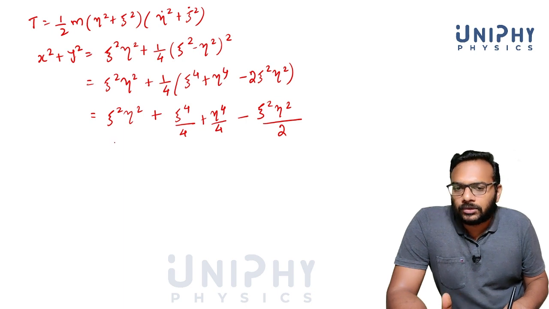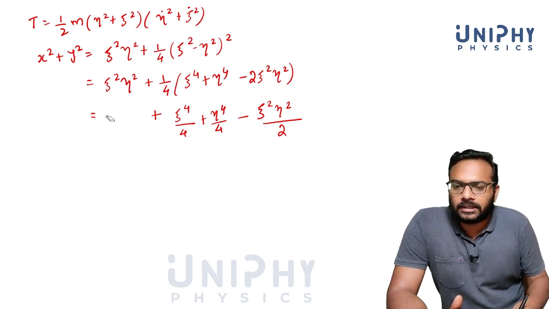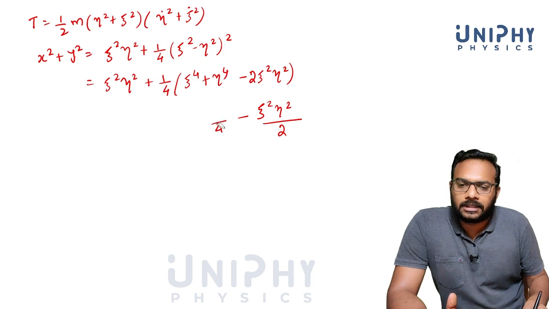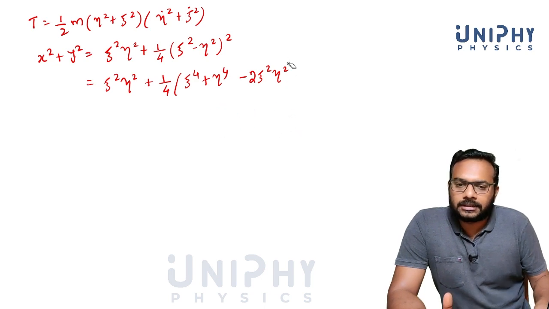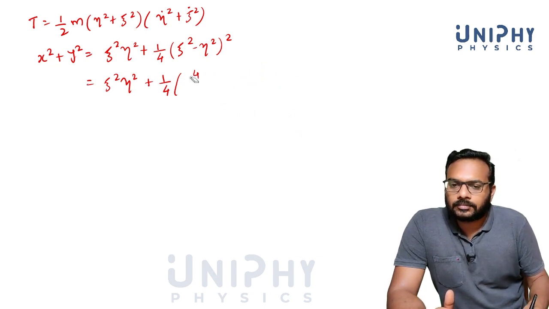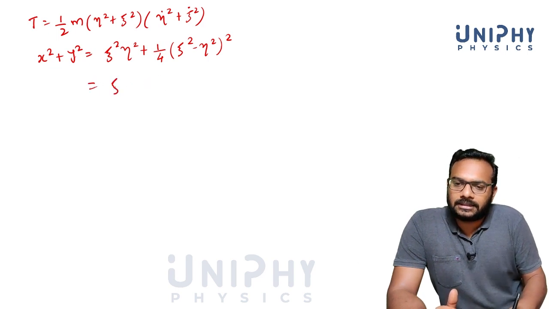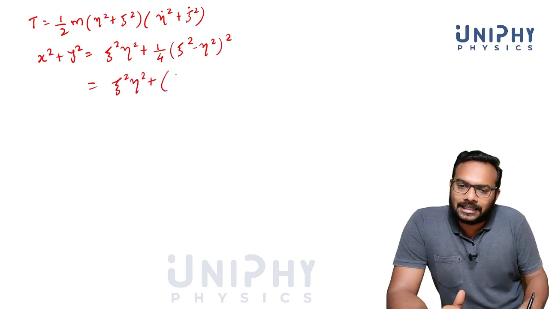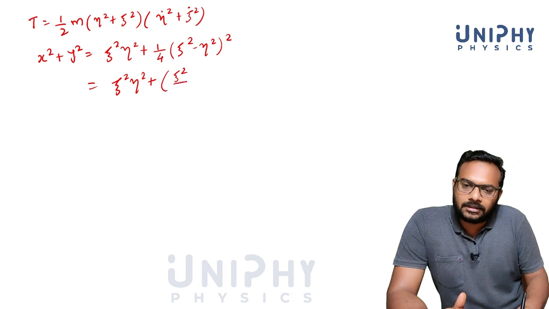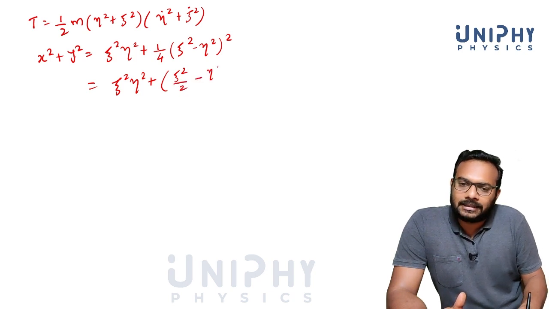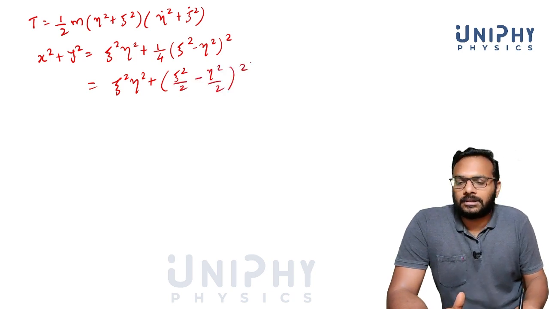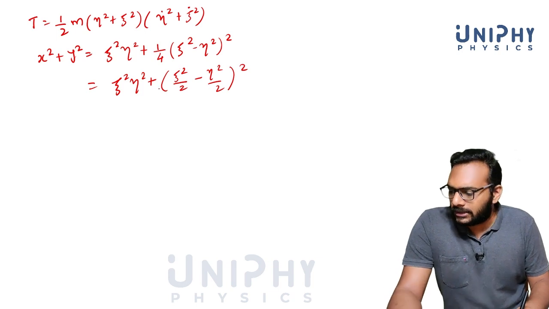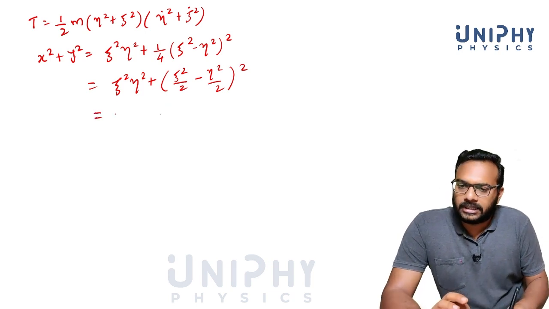We didn't have to do all this. I think maybe it was easier, we could just do it in one step. Let's not complicate things. This we can simply write as psi square eta square plus, this 1 by 4 we can take inside. So that becomes psi square by 2 minus eta square by 2, whole square. Yeah, maybe we can expand it now.